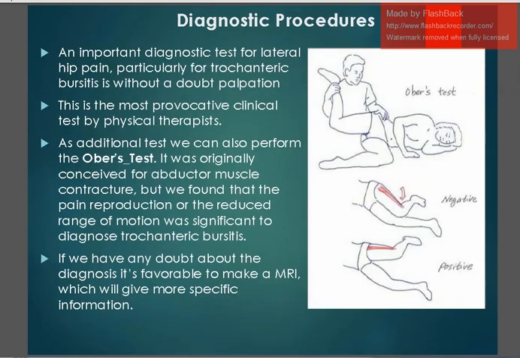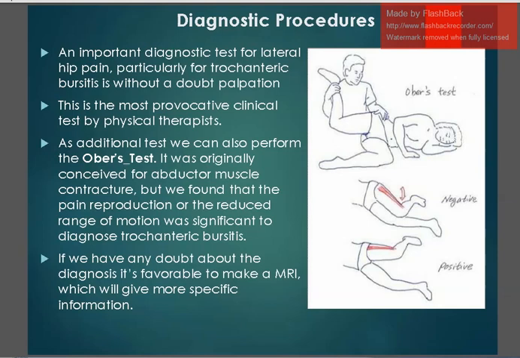A diagnostic test for lateral hip pain, particularly for trochanteric bursitis, is without a doubt good palpation. When you palpate, you can find the tenderness and the pain area, localized pain over the outer aspect of the hip over the greater trochanter. The most provocative clinical test is done by palpation.